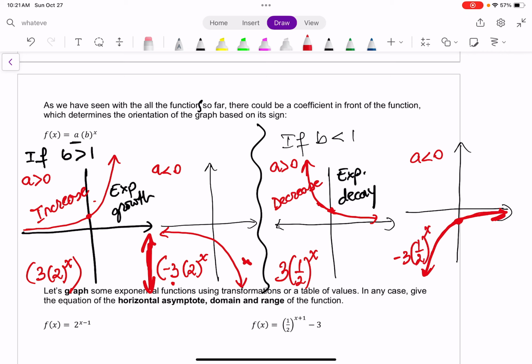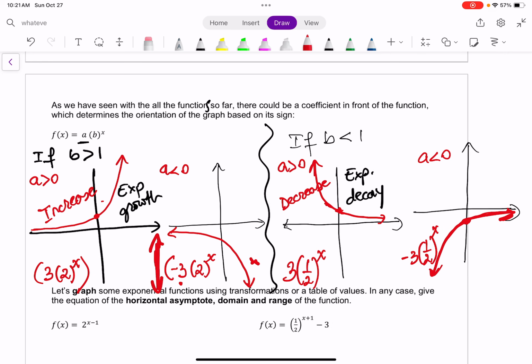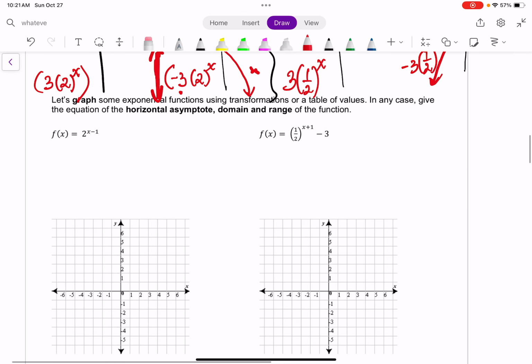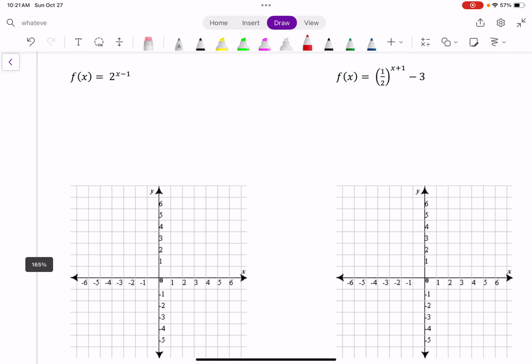So something like this. Okay. So here are the shapes of the graphs of exponential functions. All right, so let's use transformations. It's always best. You can make a table of values if you want, but it's best to use transformations because you want to keep in mind where the horizontal asymptote is going to go. This one's super easy.